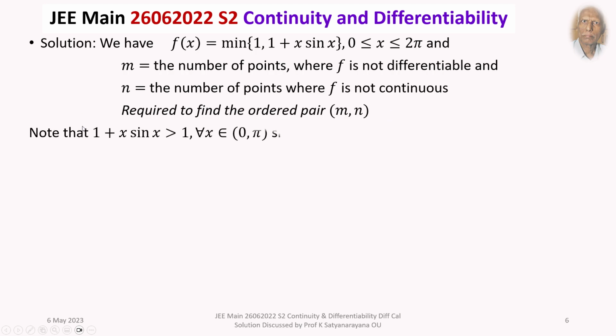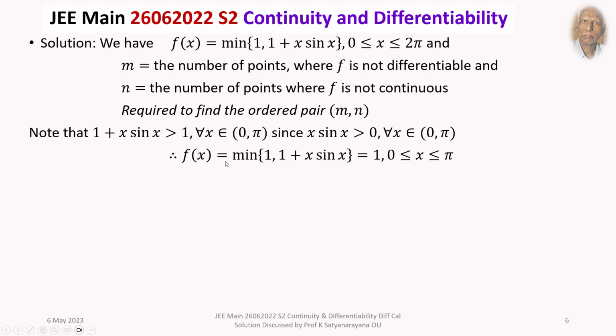First, note that 1 plus x sin x is greater than 1 for all x belonging to the open interval 0 to pi. Why? Because x sin x is greater than 0 for all x belonging to 0 to pi. Sin x is positive in this interval 0 to pi, and x is also positive, so the product is positive.